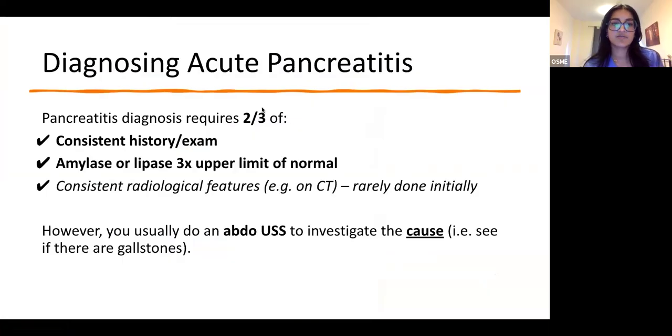Cool. And like I said before, you don't need all three features to diagnose pancreatitis. You only need two. And the most common ones would be the consistent history or exam, and also the biochemical findings of the raised enzymes, so amylase or lipase. And they have to be 3 times the upper limit of normal. So in practice, you are probably not going to do a CT immediately, but you usually do an abdo ultrasound to investigate other causes of the tummy pain and see if there are any gallstones.